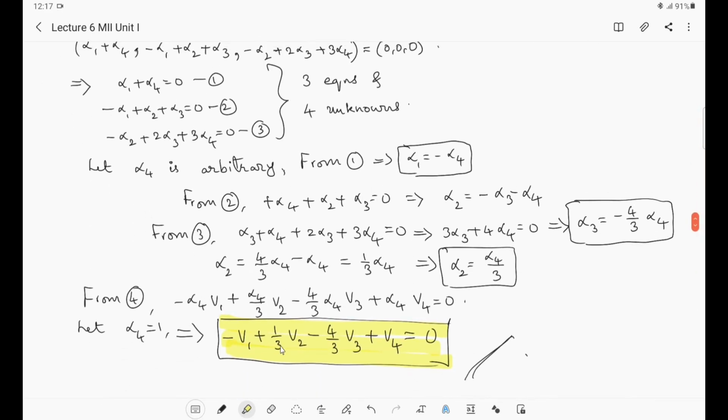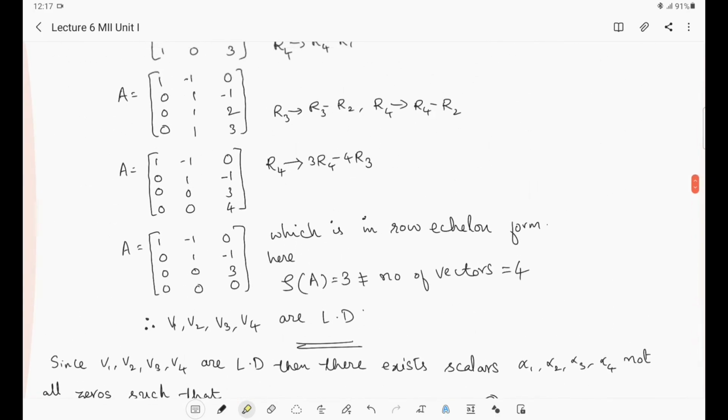When we solve these equations, we got alpha 1, alpha 2, alpha 3 in terms of alpha 4. Because alpha 4 is arbitrary, we took it to be 1. Then we got the required relation between these vectors, right? So now we will see here in this problem what is happening.